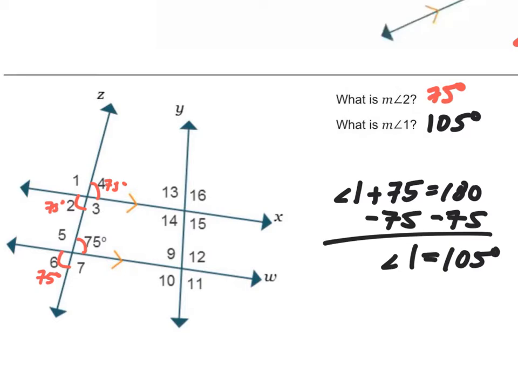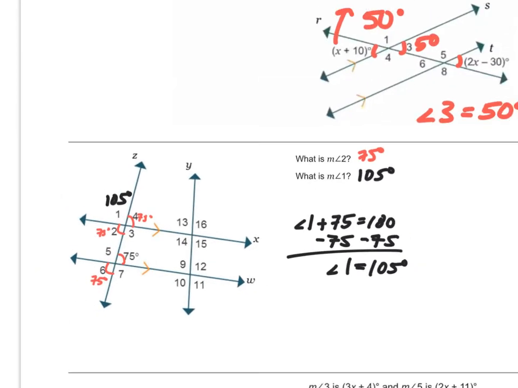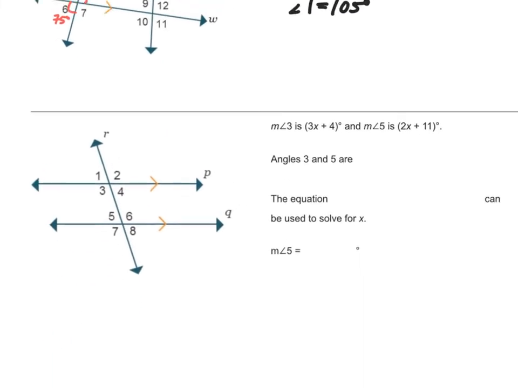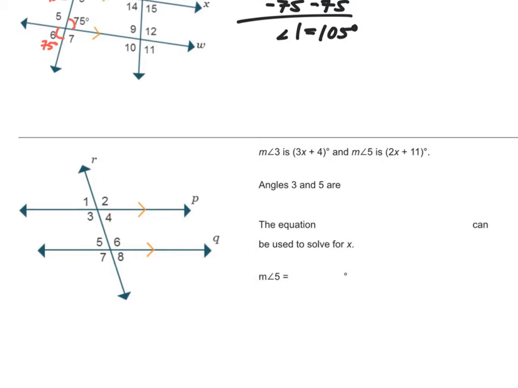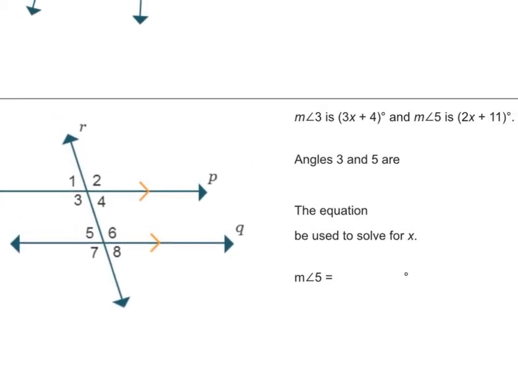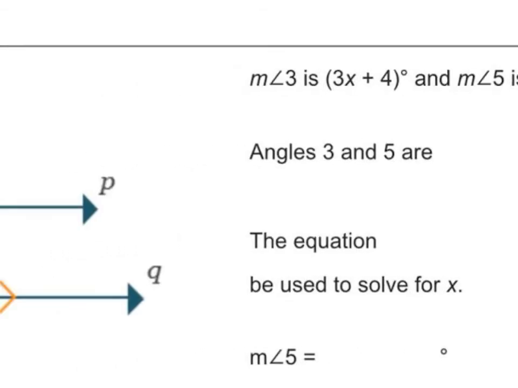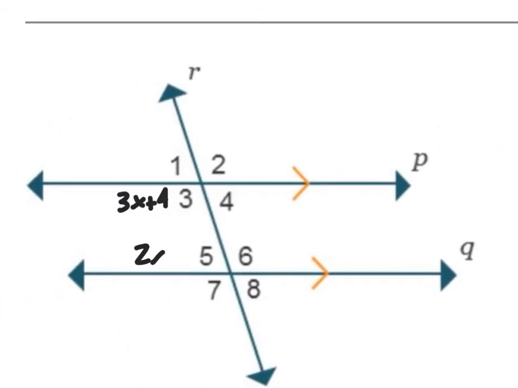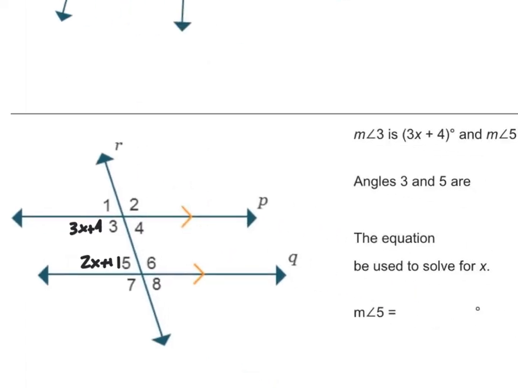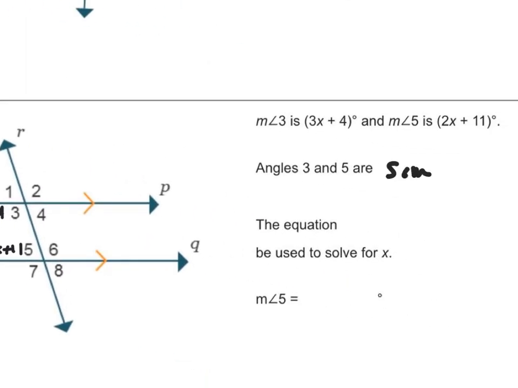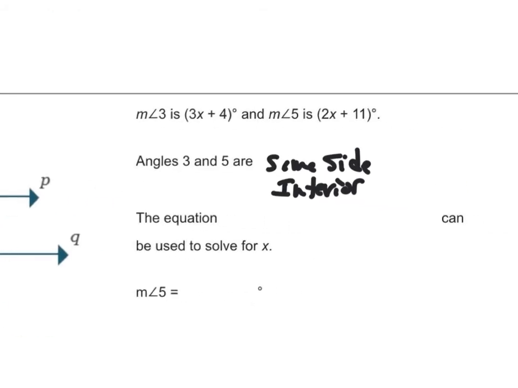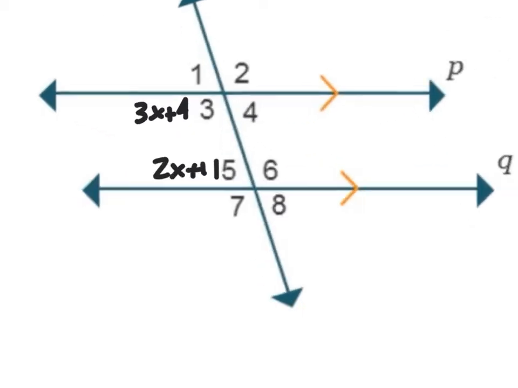So you don't need to do a ton of work, but we've got to be able to set up equations and identify what's going on. On this one, it says that angle 3, and let me just write this down, is 3x plus 4, and then angle 5 is 2x plus 11. Now, I know that these are same-side interior angles. What we want to do is figure out what angle 5 is eventually, and I'm going to set up an equation and solve this for x.